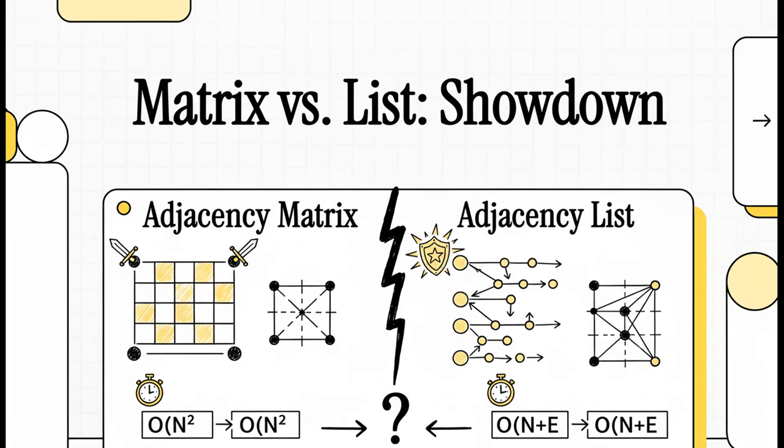All right, today we're diving into a classic computer science showdown, adjacency matrix versus adjacency list. This isn't just a boring technical comparison, folks. We're talking about a head-to-head battle between two totally fundamental ways to represent networks in your code.